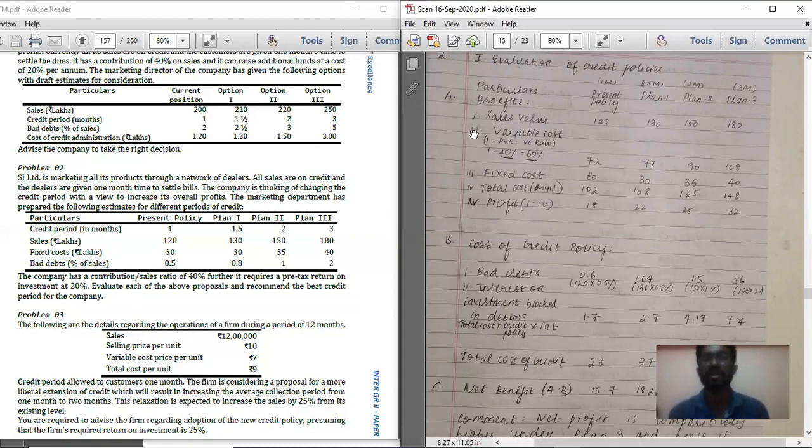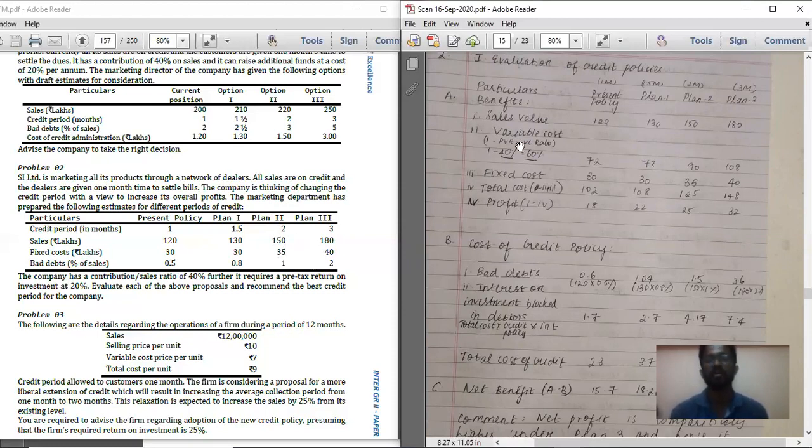Below that benefits, small Roman number 1, sales value. What are the different sales values? Present policy 120, plan 1 130, plan 2 150, and plan 3 180. These are the different sales: 120, 130, 150, and 180.